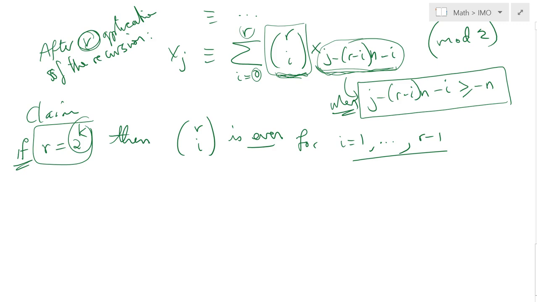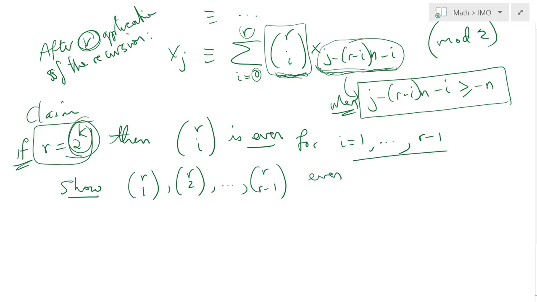Why is this true? Well, we need to prove it, right? So I need to show, let's simplify this, that r choose 1, r choose 2, up to r choose r minus 1, these are all even, where r is 2 to the power k. So, proof.